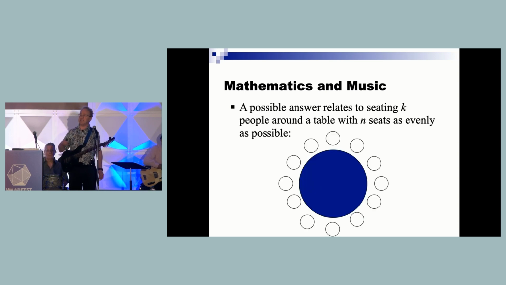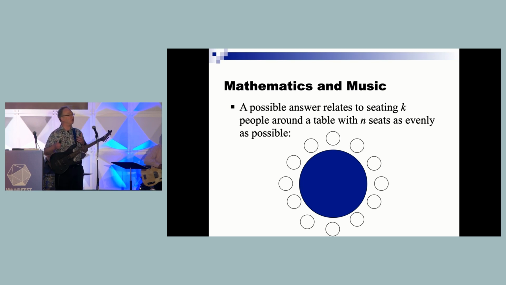So I'm just going to explain some answers that have been offered by music theorists, which are mathematical in nature. The idea is based on the following. Suppose you're having a dinner party, and you have a round table, much like the tables you have around here, and you've got 12 chairs, and you're going to seat a certain number of people, k people, around the table.